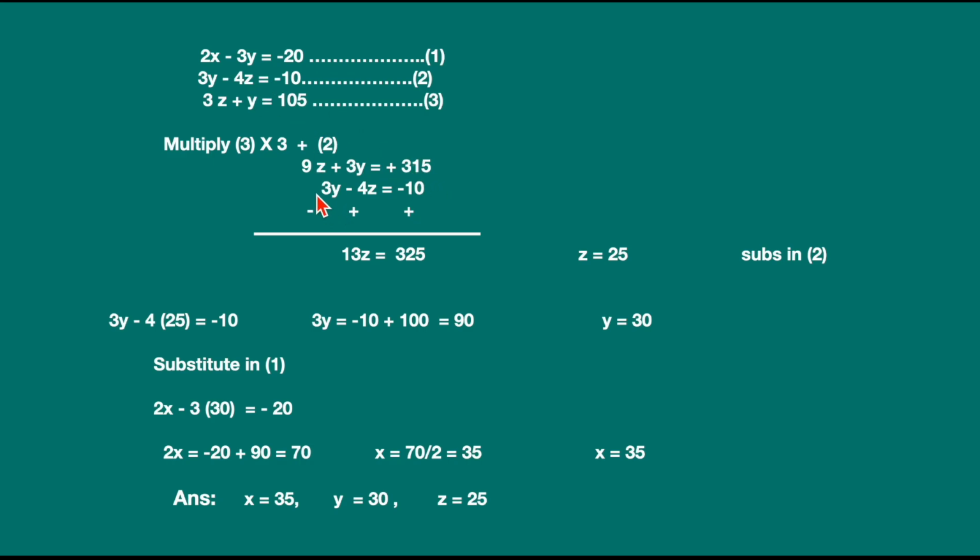This equation I'll write as it is. Here is plus 3y. Here is also plus 3y. So I'm going to change the sign. I'll make this minus. So all the signs should change. So this plus has become minus, minus will become plus, minus will become plus. Okay. So this 9z plus 4z is 13z. This will get cancelled. This is equal to 315 plus 10, which is 325. So simplify it, z is equal to 25.